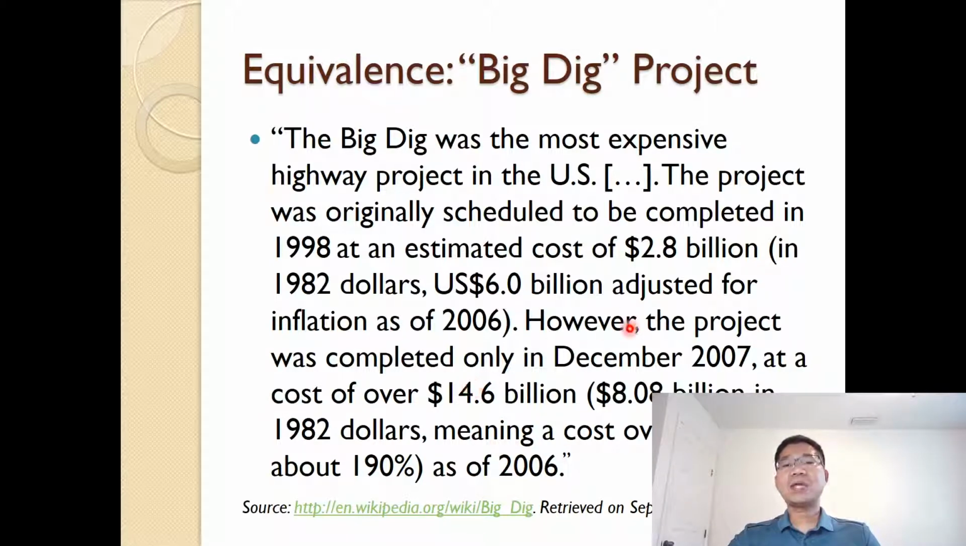So what does that mean? As you can see, you have to compare. You cannot compare the original estimate of 2.8 billion with the 14.6 billion, because we need to consider the time value of money. So the 14.6 billion as of 2006 is equivalent to 8.8 billion in 1982 dollars. We compare that with the 2.8 billion original estimate. This project exceeded it by almost 200% overrun. Make sense? So the project was delayed almost 10 years and overran 200%, and you see the equivalence with the numbers there.